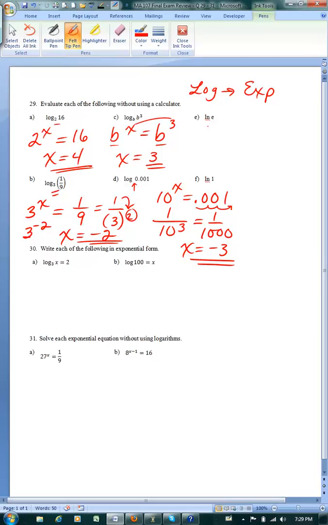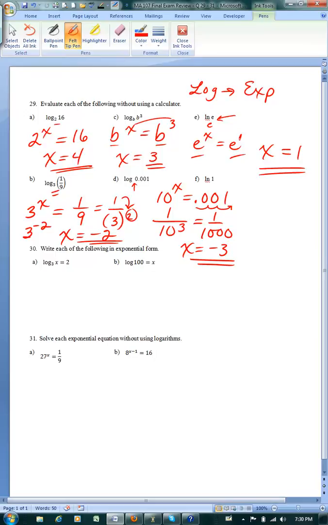Letter E. When there is no base written and it's natural log, then the base is e. So I want the exponent on e that will create the number within the log, which is e. Since they are the same base, then x has to be 1, because that is the exponent on e.